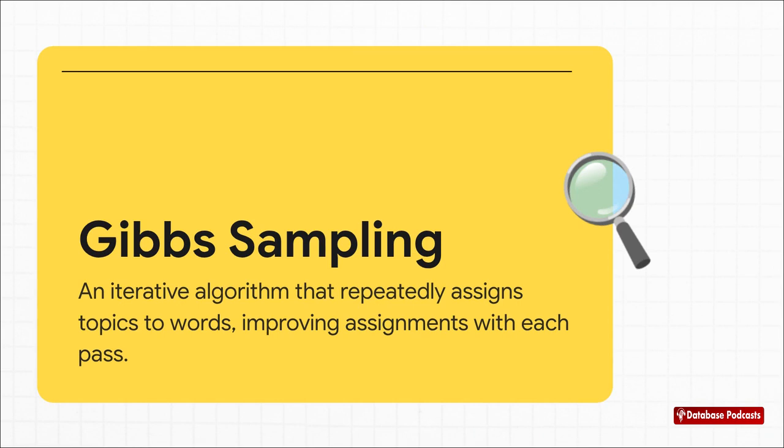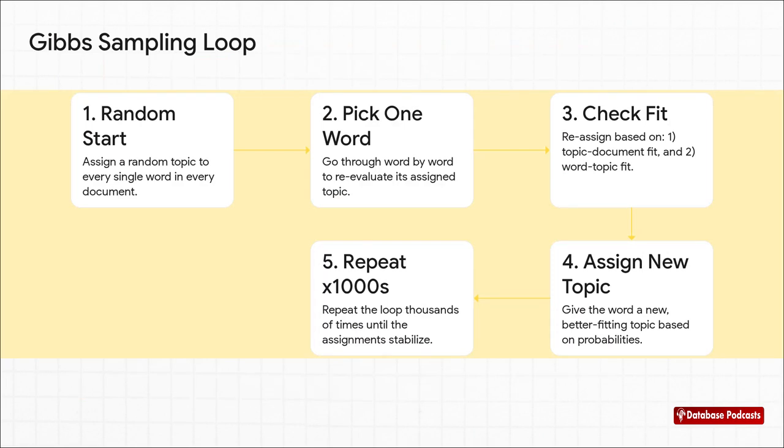You can think of it as a methodical puzzle solver. It starts by making a complete random guess, and then, step by step, it improves that guess over and over and over again until the answer becomes clear. So here's how it works. Imagine every word in your documents is a person in a big room. At first, you just randomly assign each person to a topic team, total chaos. Then you go to one person, one word, and you look at two things. First, what other teams are represented in their document? And second, what kinds of people are already on Team A, Team B, and so on. Based on that, you ask, which team do you most likely belong to?